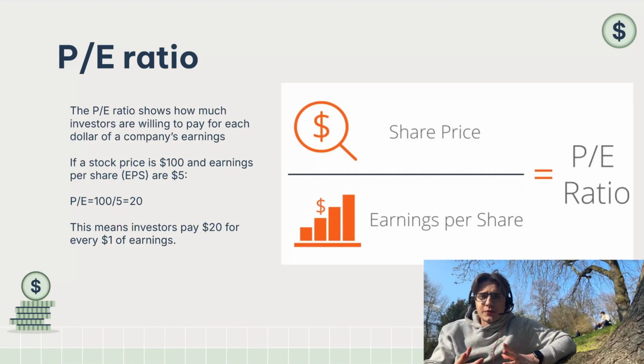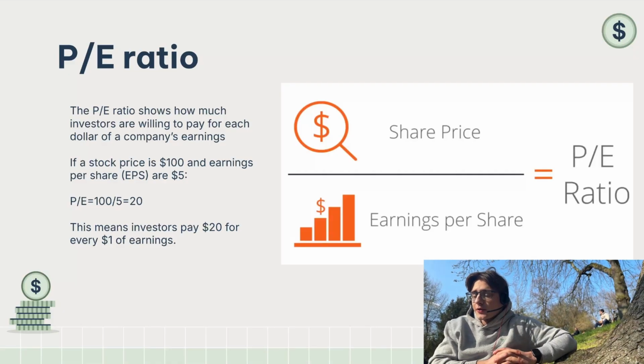And it's important to know that first you have to calculate EPS, and the formula to do it is net income minus preferred dividends divided by weighted average shares outstanding. And then you're able to calculate P/E ratio. And let's take this example. So if the stock price is 100 euros and earnings per share are 5, then you divide 100 by 5, which equals 20. And that basically means that investors pay 20 euros for every dollar or euro of their earnings.